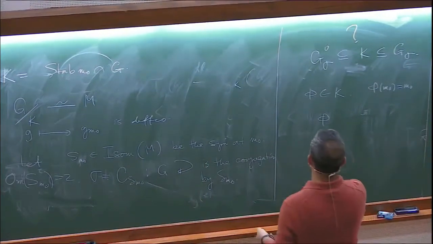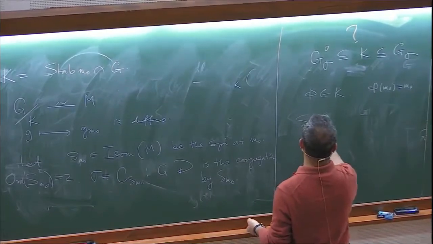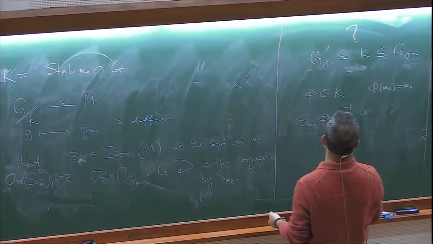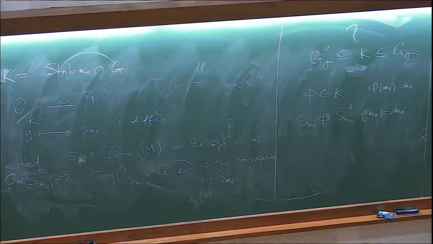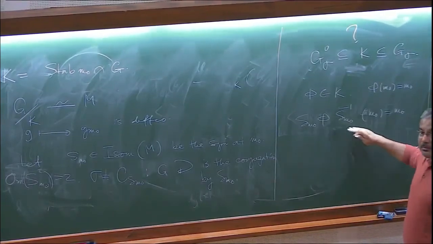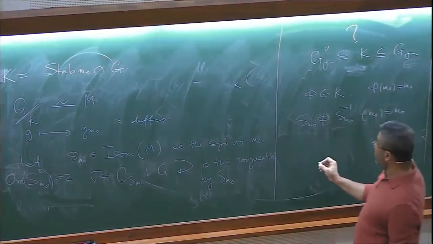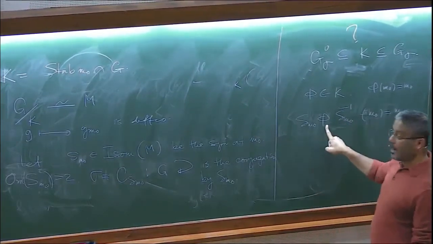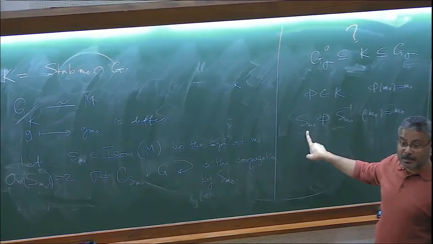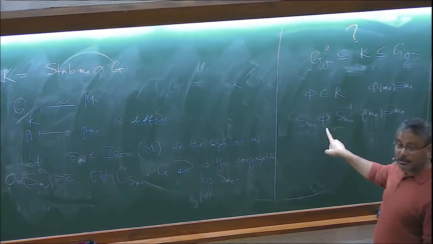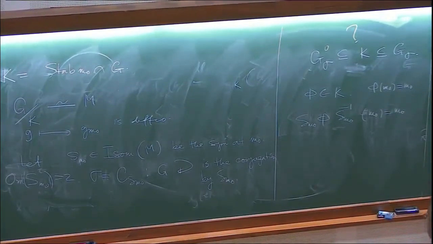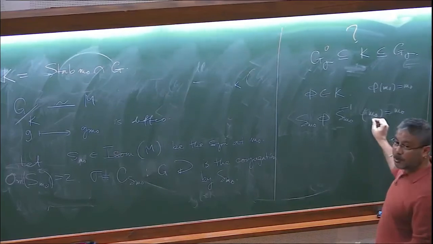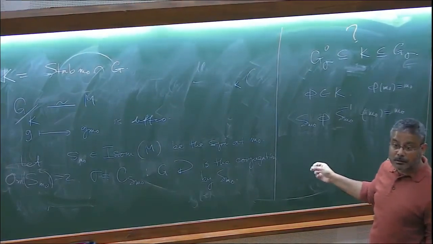And I consider Sm naught inverse. Note that this M naught is the same as M naught because Sm naught fixes M naught, phi fixes M naught. So here is an isometry which fixes M naught, and the derivative is the derivative of phi because the derivative of Sm naught is minus identity. So minus identity, minus identity. So I have two isometries fixing M naught and the derivative is equal. So the isometries are equal.